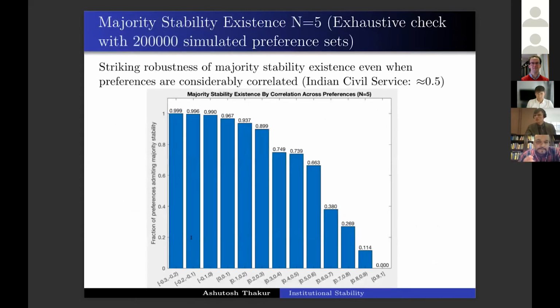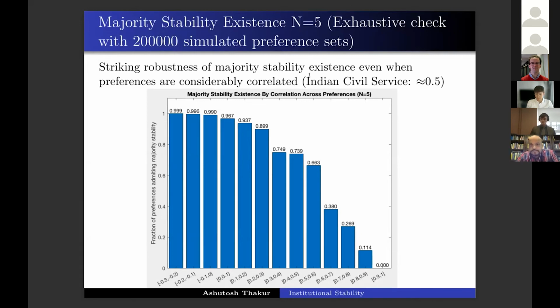So what you see from some simulations here: I'm plotting on the x-axis how correlated agents' preferences are, and on the y-axis, for a bunch of different simulated tries, what fraction of preferences admit majority stable allocations. And even for sizable preference correlations, like 0.5, let's say, in 75% of these preference simulations, you are still getting some allocation that's majority stable.